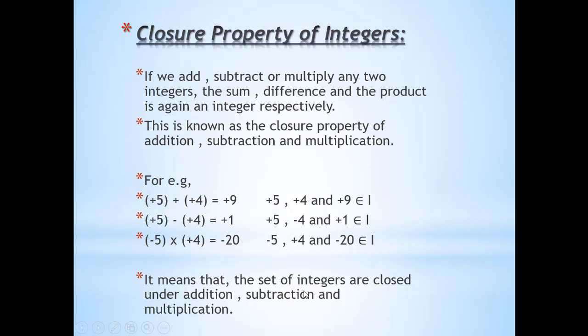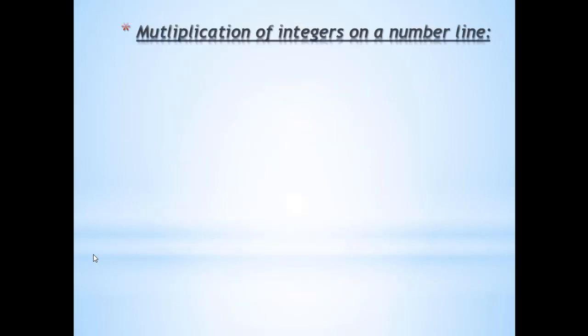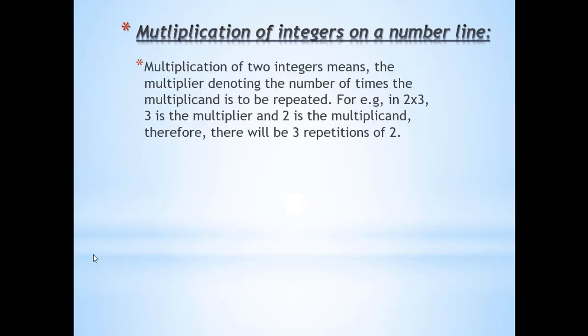It means that the set of integers are closed under addition, subtraction and multiplication, the same thing which I have told you recently. Okay, multiplication of integers on a number line. We have discussed the addition and subtraction of the values on the number line. Over here we are going to read how you can multiply the values on the number line.